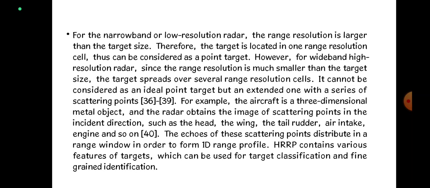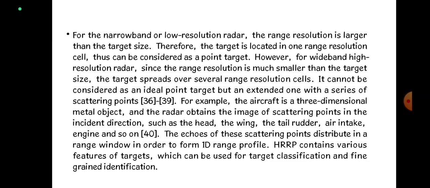For the narrowband or low resolution radar, the range resolution is larger than the target size. Therefore, the target is located in one range resolution cell, and thus can be considered a point target. However, for wideband high resolution radar, since the range resolution is much smaller than the target size, the target spreads over several range resolution cells. It cannot be considered an ideal point target but an extended one with a series of scattering points.